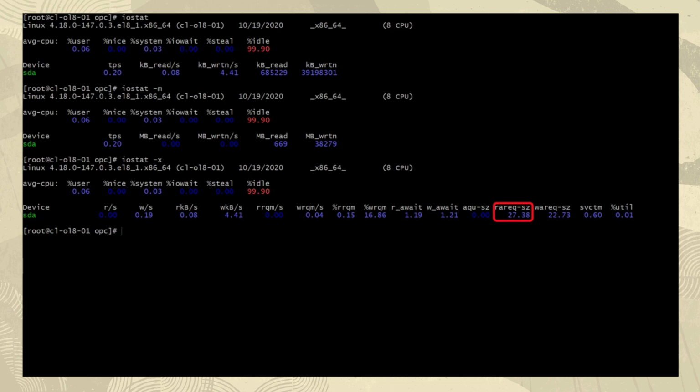rareq-sz is the average size in kilobytes of the read requests that were issued to the device. wareq-sz is the average size in kilobytes of the write requests that were issued to the device. svctm is the average service time in milliseconds for I/O requests that were issued to the device. And %util is the percentage of CPU time during which I/O requests were issued to the device.